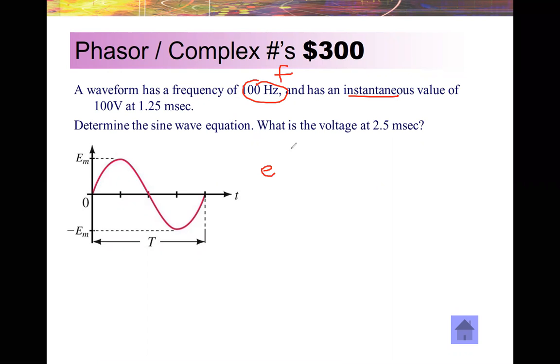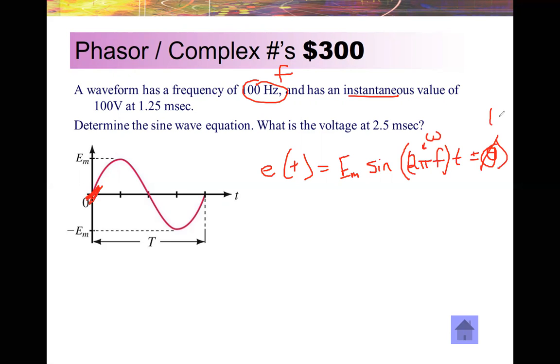So in our basic equation, E as a function of time is equal to the amplitude sine 2 pi f t. Note this 2 pi f is the same as omega. As we had earlier, that is the alpha. And then it's plus or minus theta in the full equation. But right here, it's crossing up through the x-axis at 0. So this is actually 0.